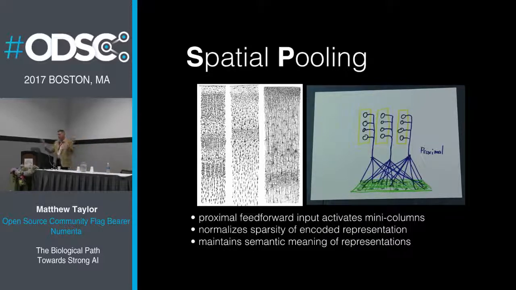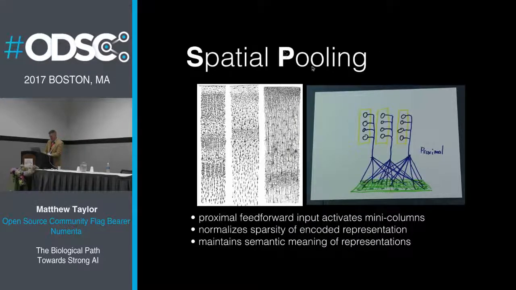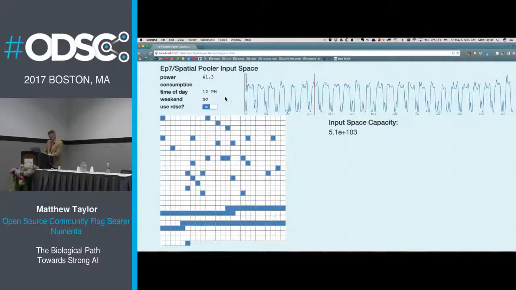So this is all about proximal feed-forward input. And the whole point of this is that it allows us to normalize the sparsity of the representation. So we can take an encoding that may be very erratic and chaotic, and we can normalize it, and it provides a space for the next algorithm to run that does sequence memory. So we are retaining the semantics. Let me do another demo here.